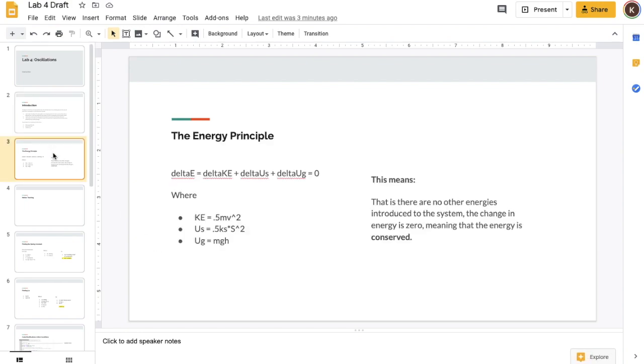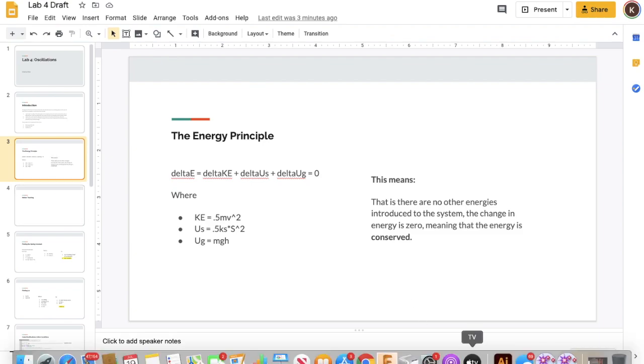According to the energy principle, the change in total energy is equal to the change in kinetic energy plus the change in the potential energy of the spring plus the potential energy of gravity, where the kinetic energy is equal to 1/2 mv squared, potential energy of the spring is equal to 1/2 the spring constant times s squared, and the potential energy of gravity is equal to mgh. So in this case, what this means is that if there are no other energies introduced into the system, the change in total energy is equal to 0, meaning that the energy is conserved and that the system is closed.